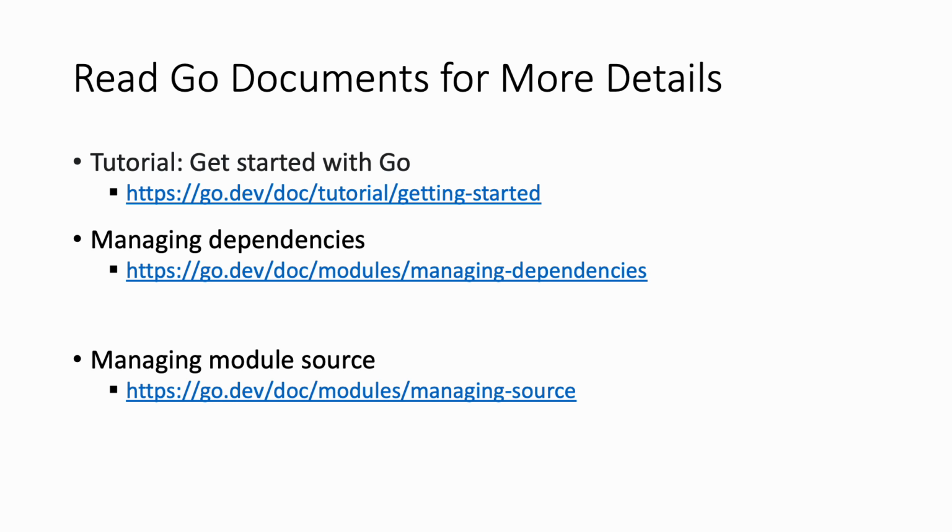So we have covered everything we need to get started with Go, including running and compiling a Go program or creating an executable Go program. For more details, you may want to read these Go documents. For example, you can read the tutorial Get Started with Go, and the Managing Dependencies and Managing Module Source documents.